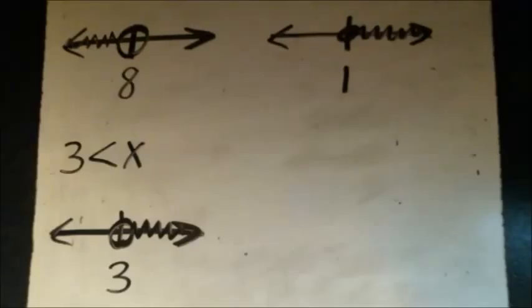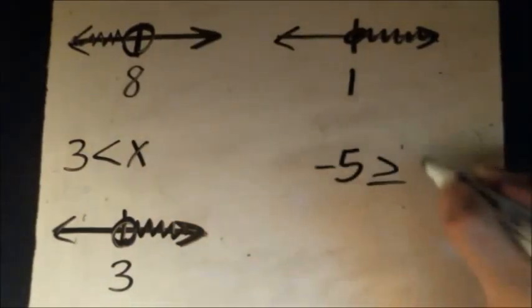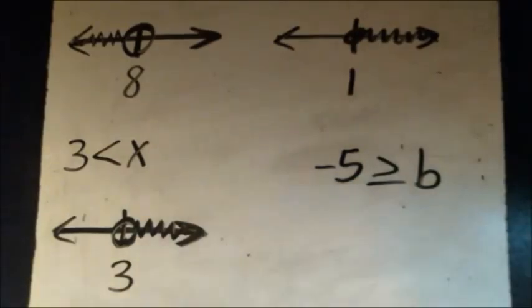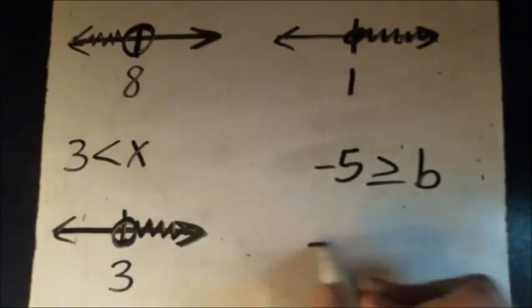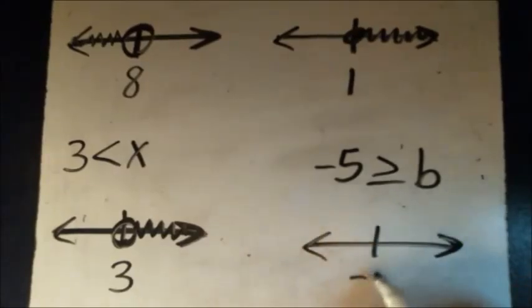Okay, and then let's just do one more. Let's say -5 is greater than or equal to b. Okay, so once again, drawing my number line. The only number that I'm concerned about is my -5, so that's going to be on my tick.